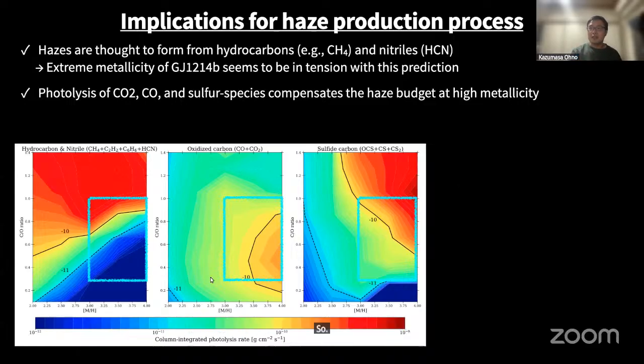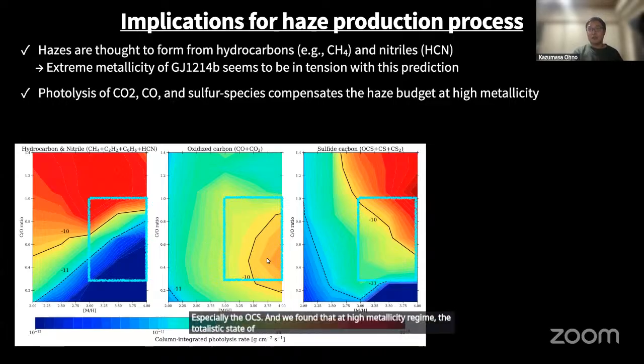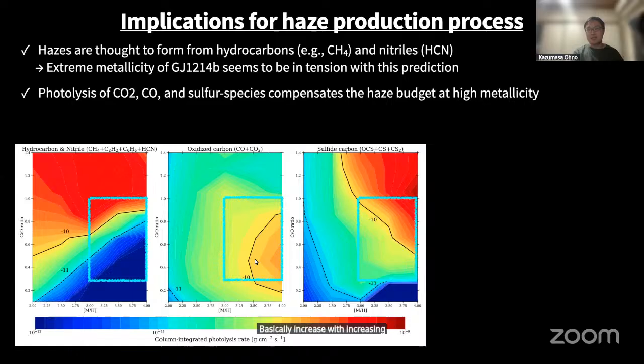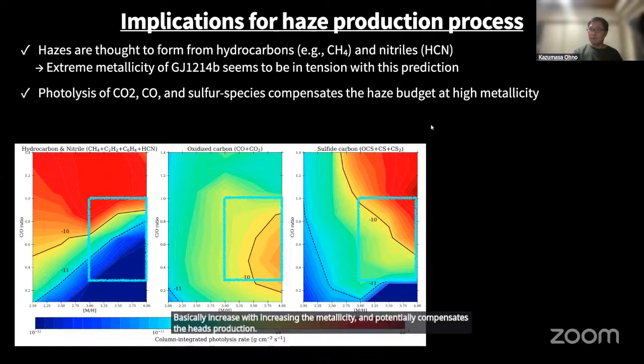So the middle and right panels are showing the photolysis rate for the CO and CO2 and some carbon bonded with sulfur, especially the OCS. And we found that at high metallicity regime, the photolysis rate of CO2 and OCS basically increase with increasing the metallicity and potentially compensates the haze production.